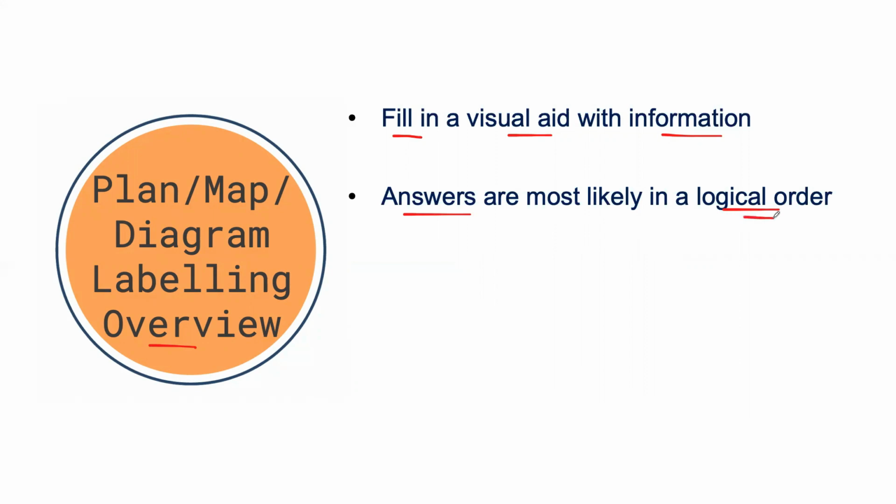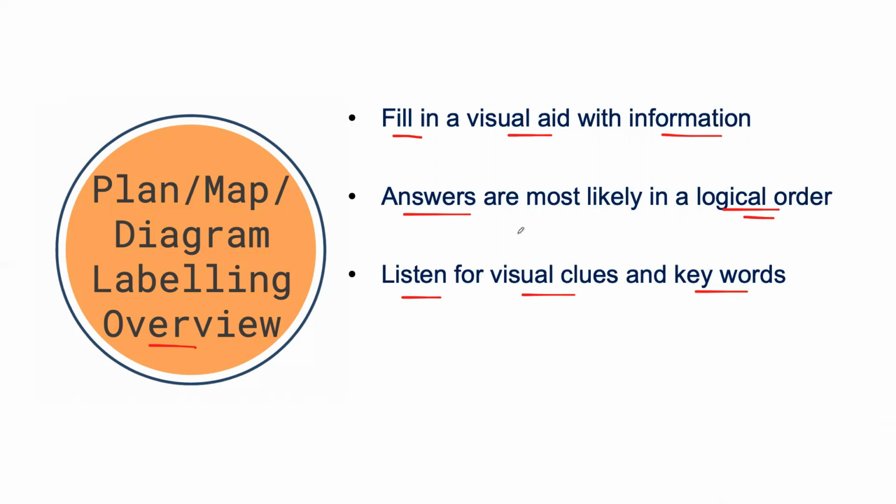Now, answers are most likely in a logical order. By logical, I mean it's pretty straightforward in that it follows either the process, so going clockwise, or it follows the numbers. So if you have numbers 1 through 5, you can expect more than likely number 1 will be the first thing that is spoken. You should be listening for visual clues and keywords. Now, we'll go over these visual clues in just a bit. I'm talking about direction words, and the keywords will be the information that is included in your plan, map, or diagram. The keywords usually for this question type are minimal.